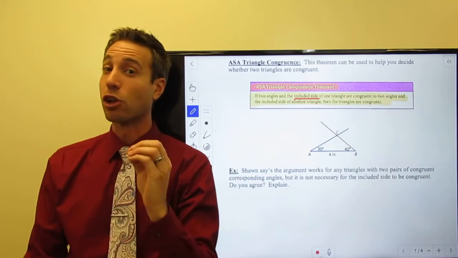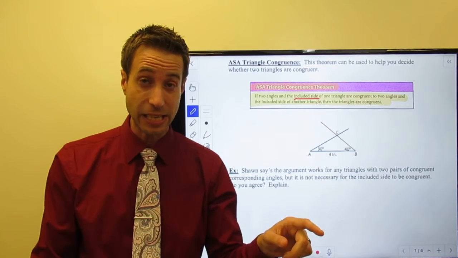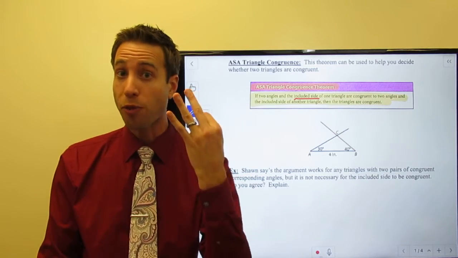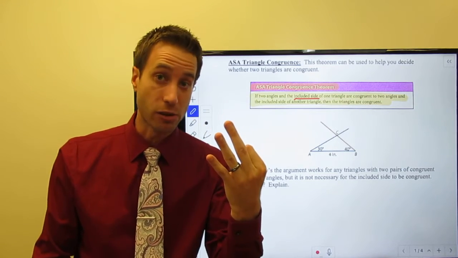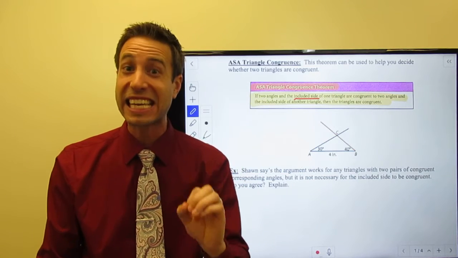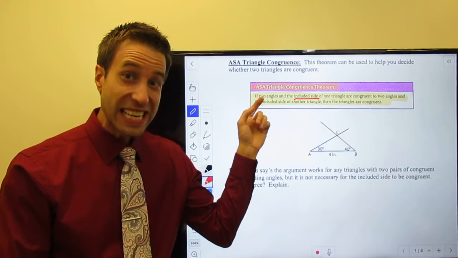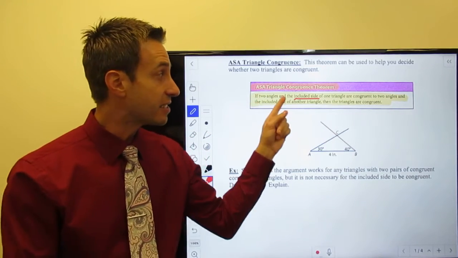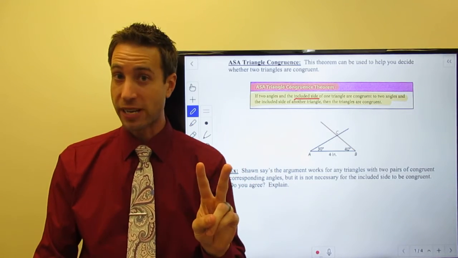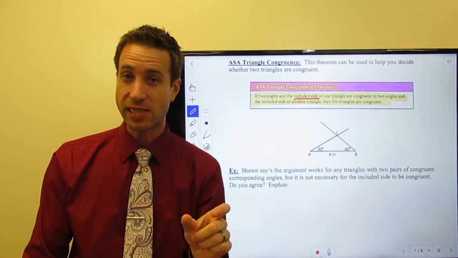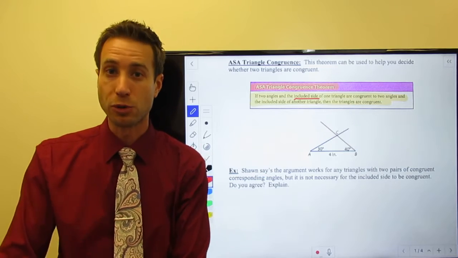Now that is a lot better than what we were doing in the previous section. Remember, CPCTC required you to prove that all 3 pairs of corresponding sides and all 3 pairs of corresponding angles were congruent. That's 6 things you had to prove congruent. This theorem is cutting that in half. This theorem is saying you only need to show that 2 corresponding angles and the included side are congruent. If you can prove those 3 things, the theorem says the triangles must be congruent.